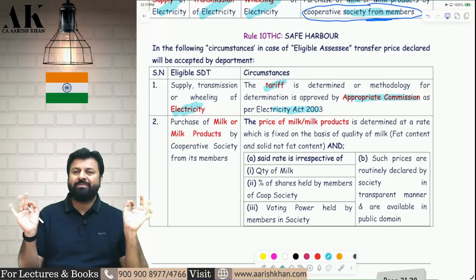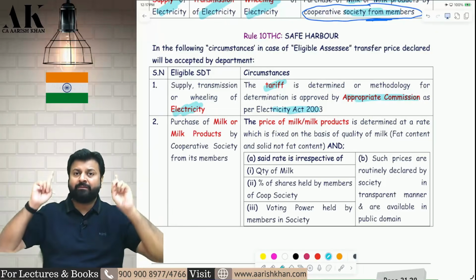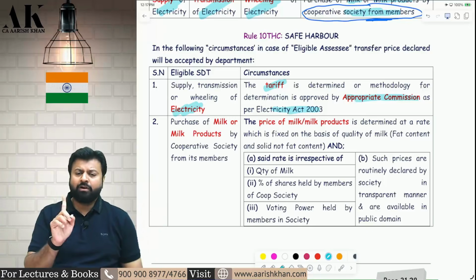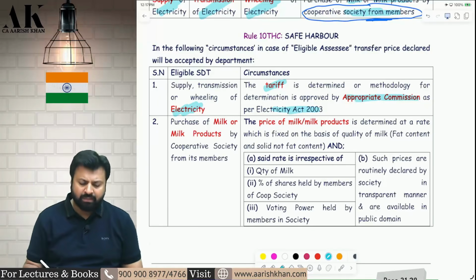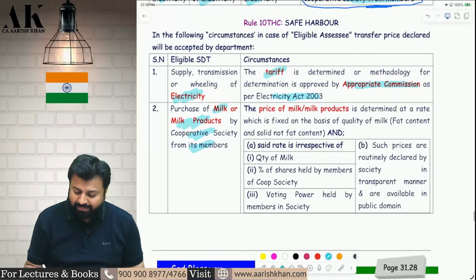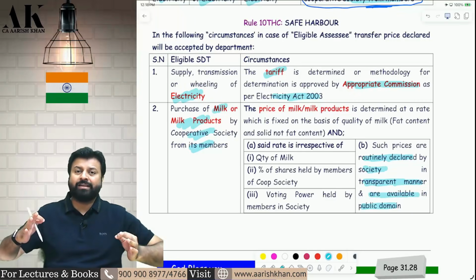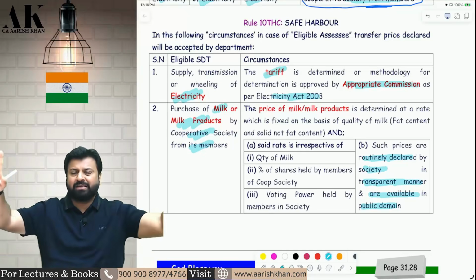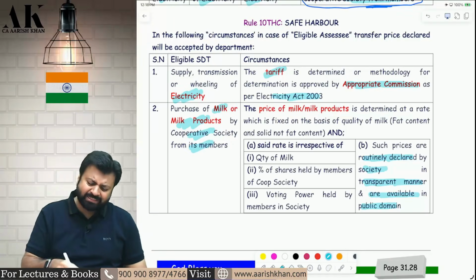The law does not say anything. Income tax law does not say anything, no 17% margin, 18% margin. For international transfer pricing, they have mentioned margin for everyone. But not for domestic safe harbor. For domestic safe harbor, they are directly saying you have to show the tariff which is declared by the appropriate commission as per the Electricity Act. I don't know what that tariff is. Similarly, for purchase of milk and milk products by a society from its member, you have to declare the price which is routinely declared by the society in a transparent manner and is available in the public domain. So whatever price is declared by the society in the AGM, on the notice board, etc., that price will be considered as the safe harbor. This has been there for the last 15 years.